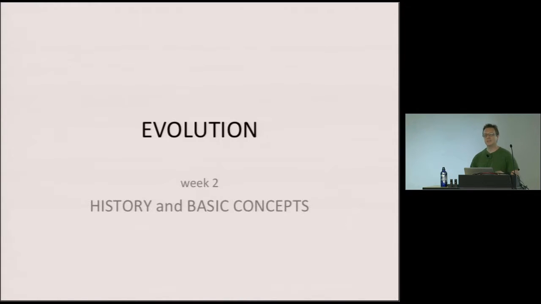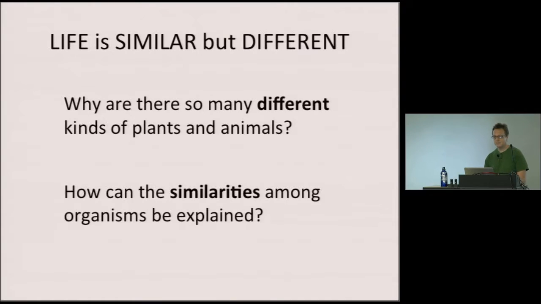So last week we did an introduction to the course. This week I'm going to go into some of the basic concepts of evolutionary theory, and specifically I decided to take a historical perspective to understand the way that evolutionary theory has developed over time. Last time we harped on two critical questions we were trying to explain to understand biology. Why are there so many different kinds of organisms? And how can we explain the similarities among them?